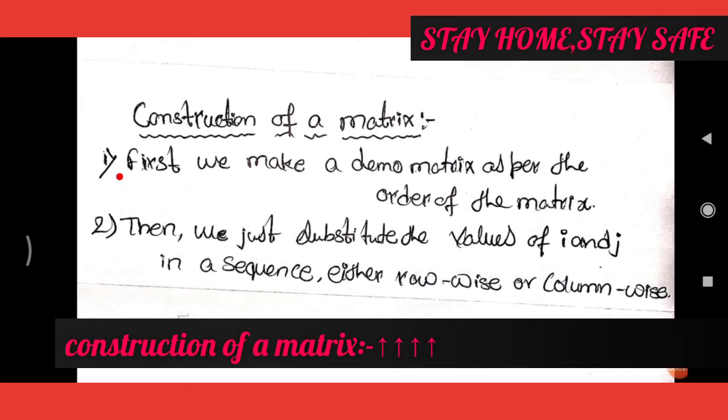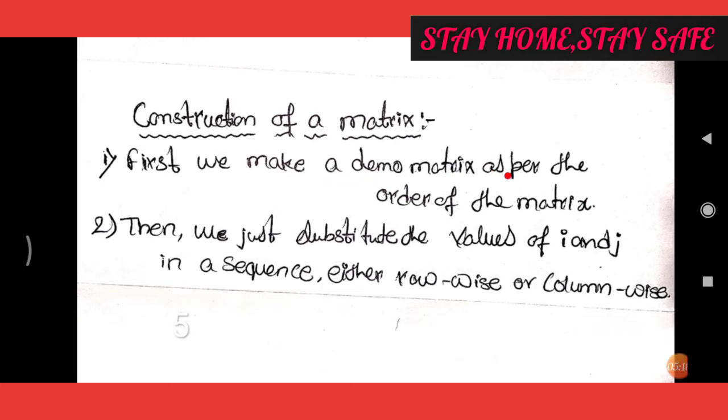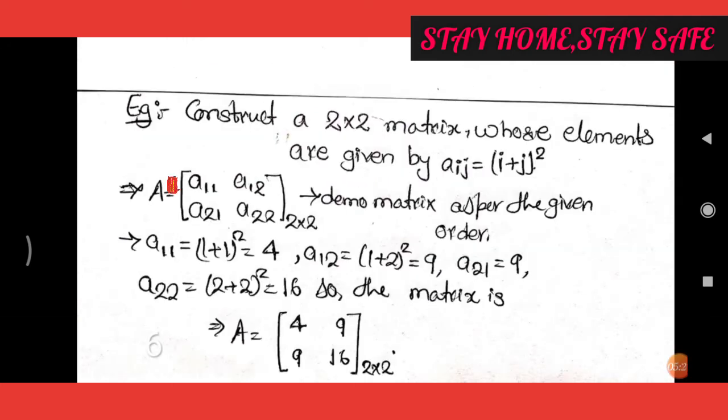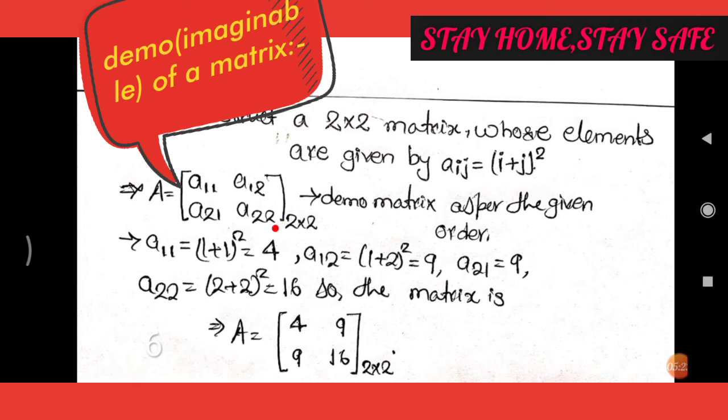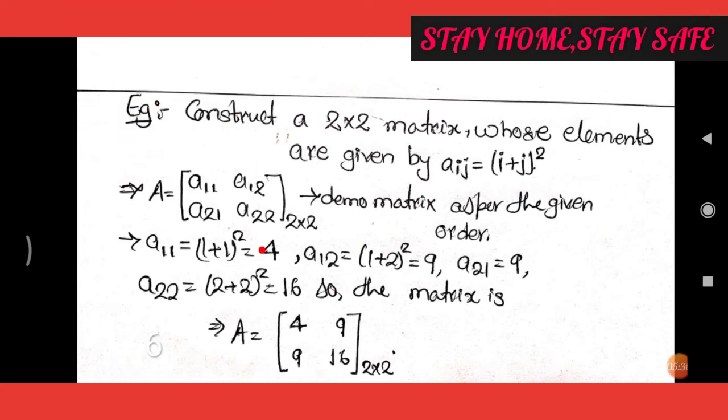First, we make a demo matrix as per the order of the matrix. You must be wondering what a demo matrix is. Let me tell you clearly that a demo matrix is a matrix having no elements, but it signifies the positions of the elements of the matrix. Here we have A11, A12, A21 and A22. They indicate that the matrix should be of the order 2 by 2 and should have 4 elements inside it.